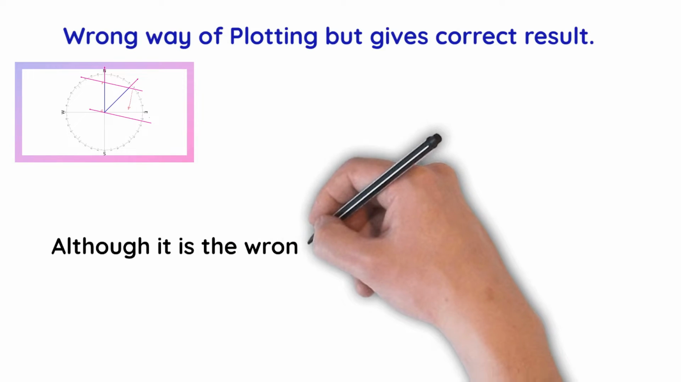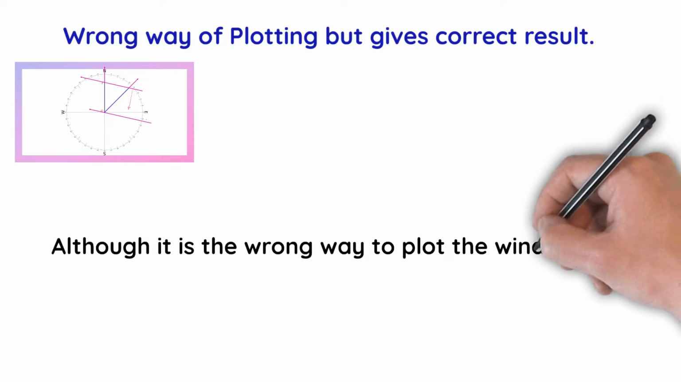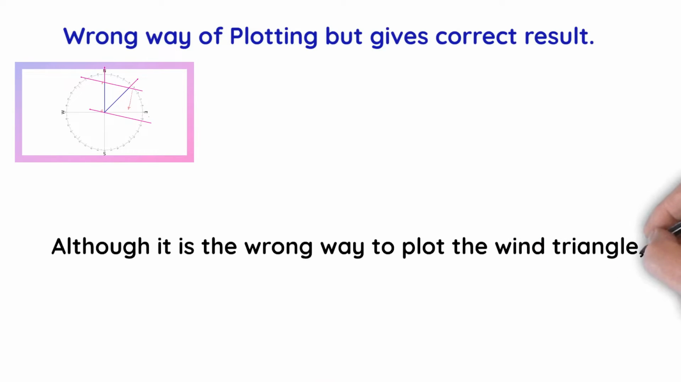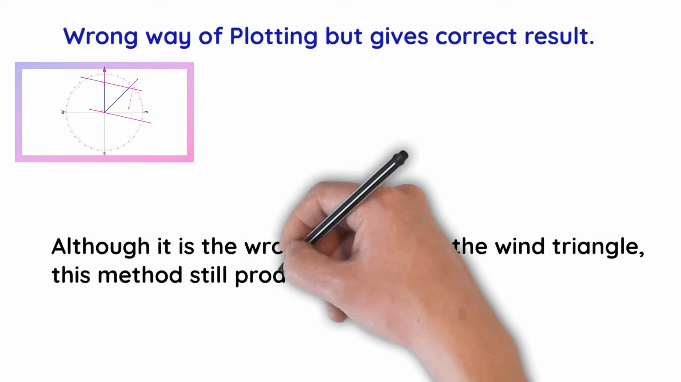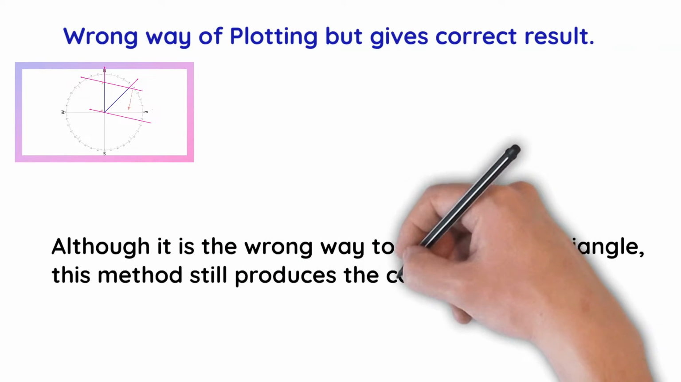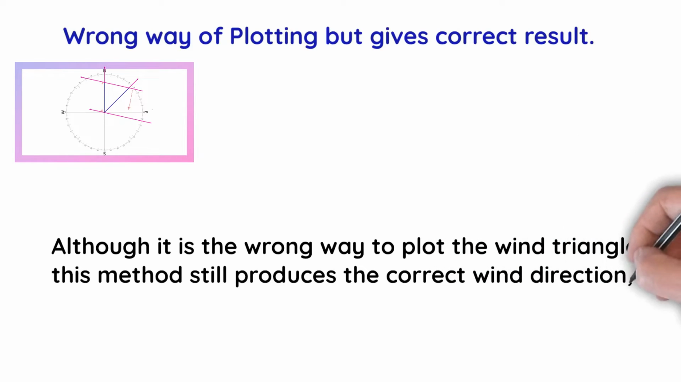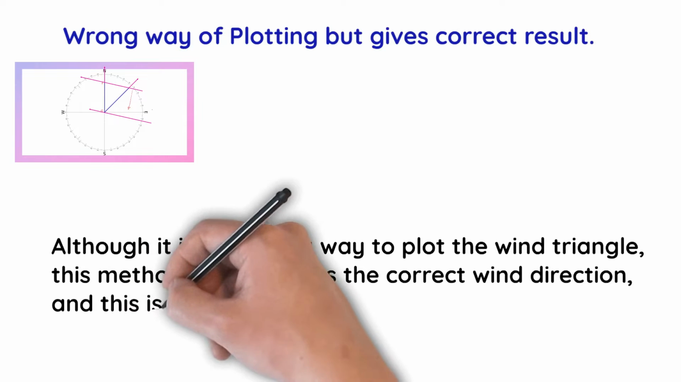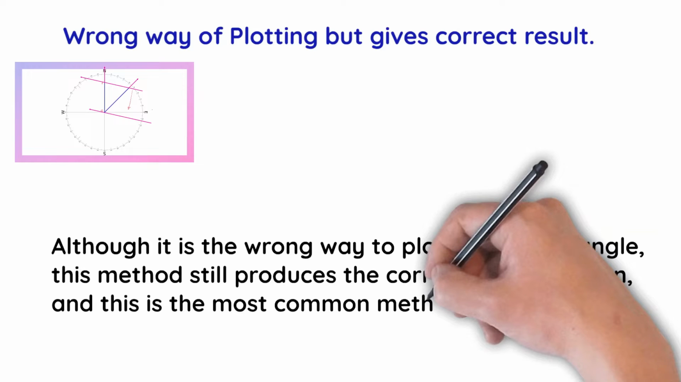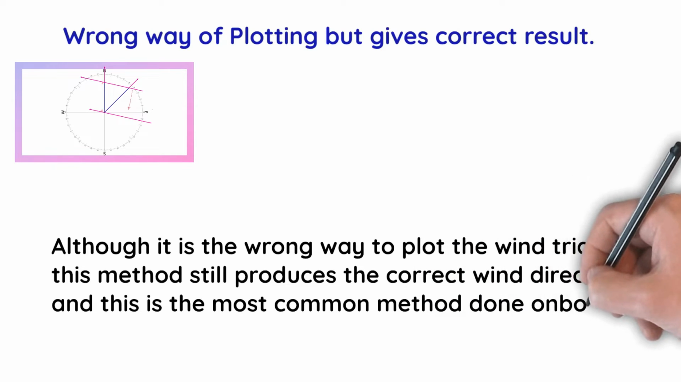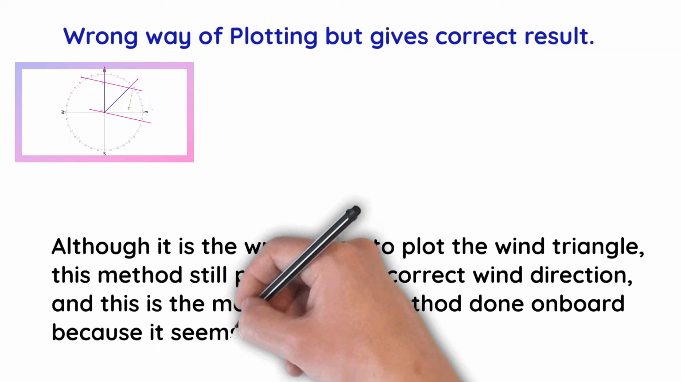Although it is the wrong way to plot the wind triangle, this method still produces the correct true wind direction and speed. And this is the most common method done on board, because it seems easier to plot.